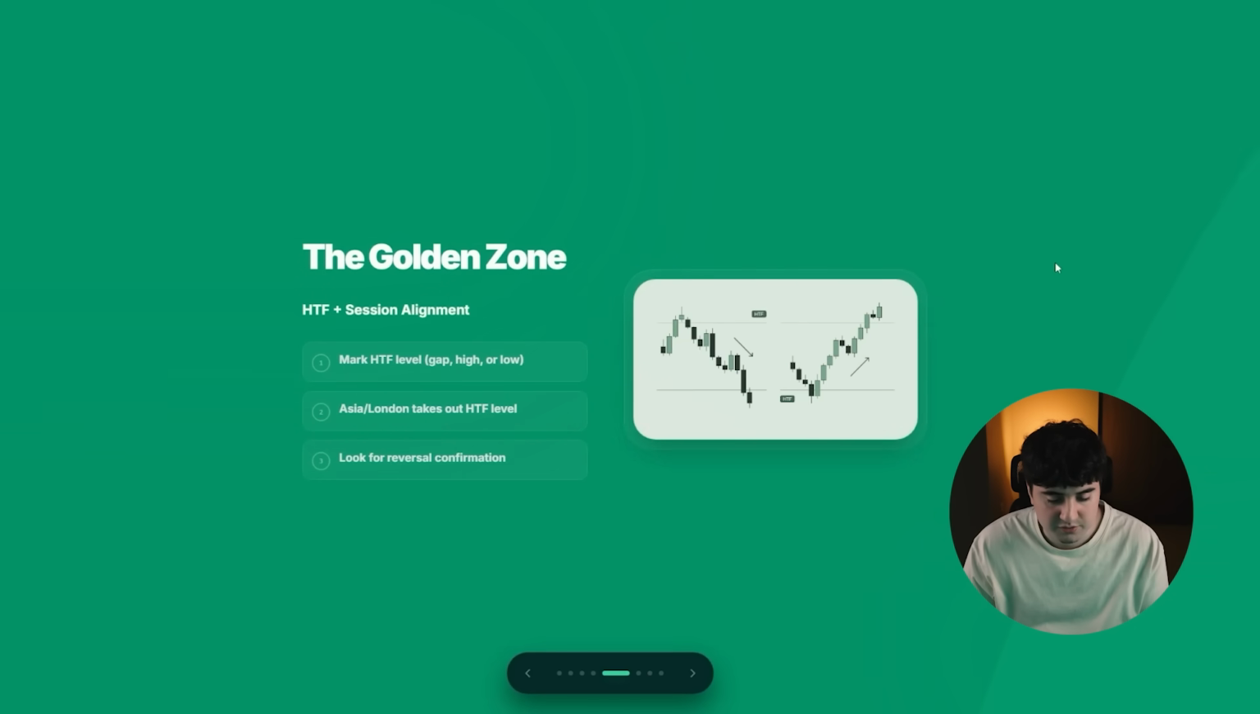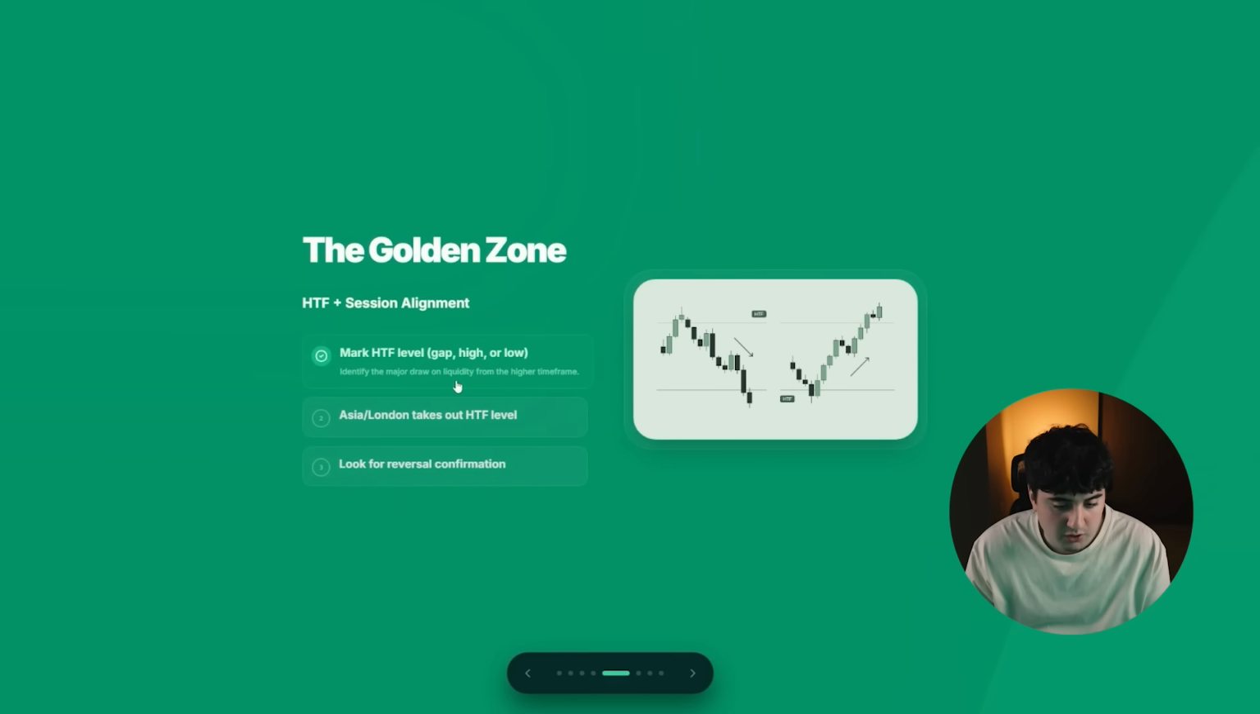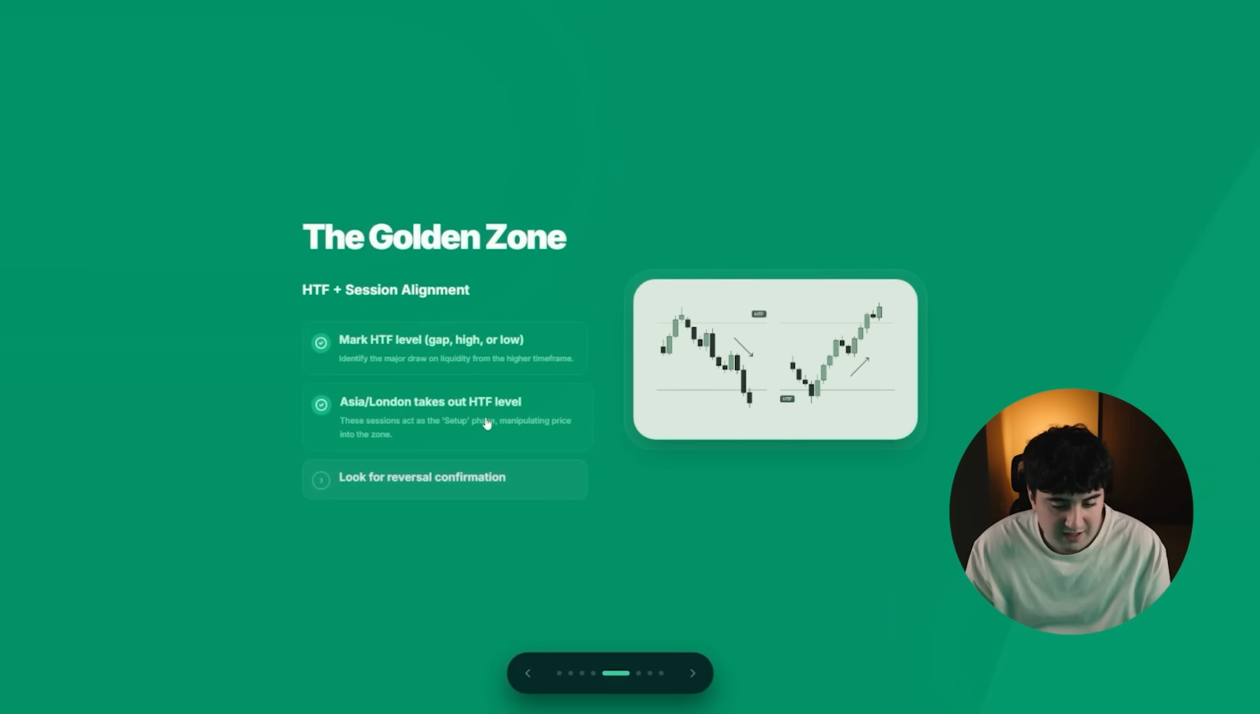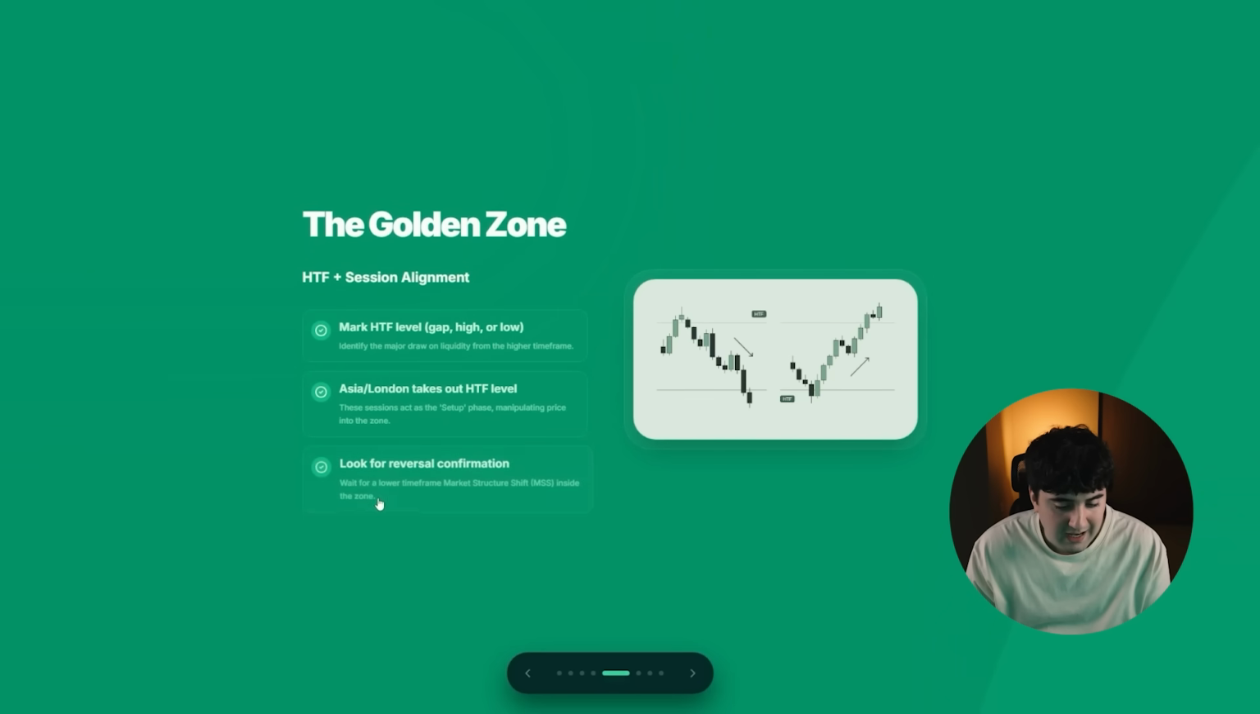This is the A+. So the 3 things you need to do is 1, mark out a higher time frame level, gap, high or low. Identify the major draw on liquidity from higher time frame. 2, Asia/London takes out the higher time frame level. These sessions act as the setup phase for manipulating price into the zone. And 3, look for reversal confirmation. Wait for a lower time frame market structure shift inside the zone.